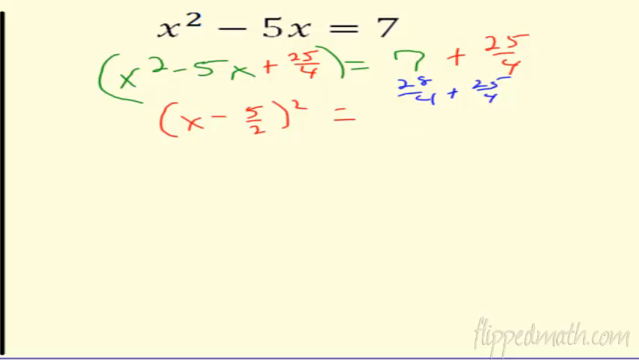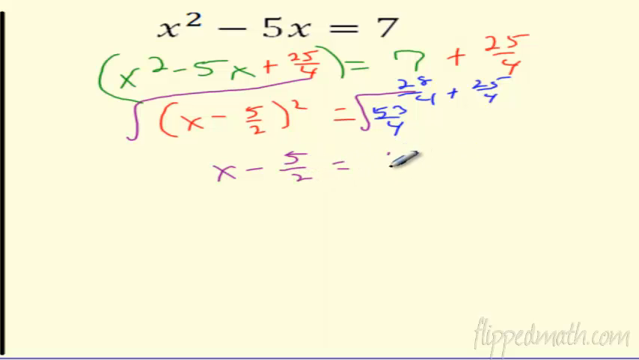Kind of hard to read that. Let me try that again here. So what would I say that was? 53 fourths. Awesome. So now let's solve it. I'm ready to square root both sides. Square root both sides. So I'm looking at x minus 5 halves equals plus or minus the square root of 53 over 4. Excellent.